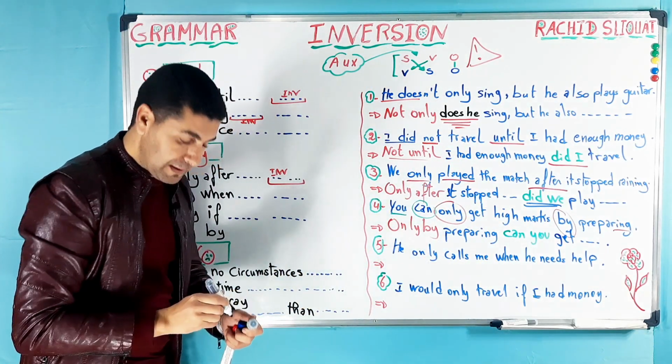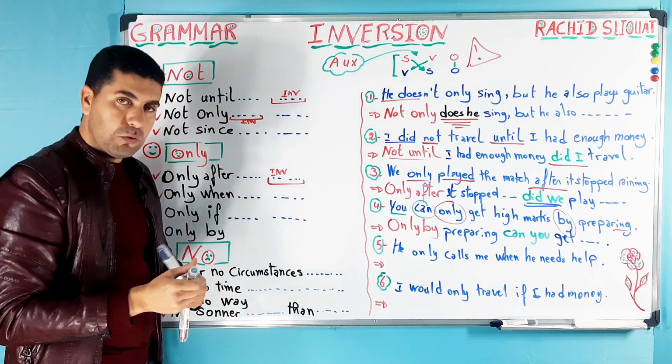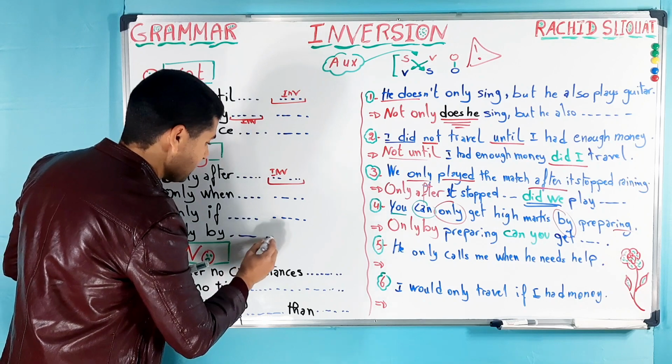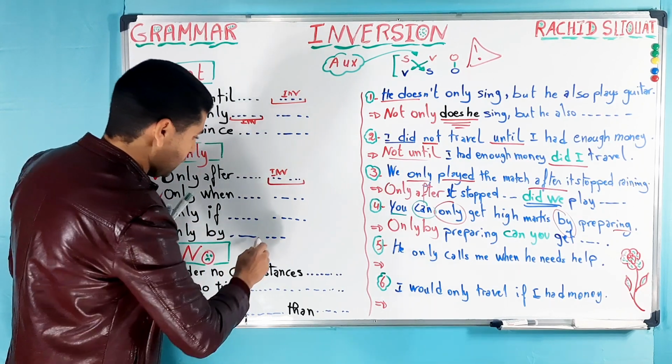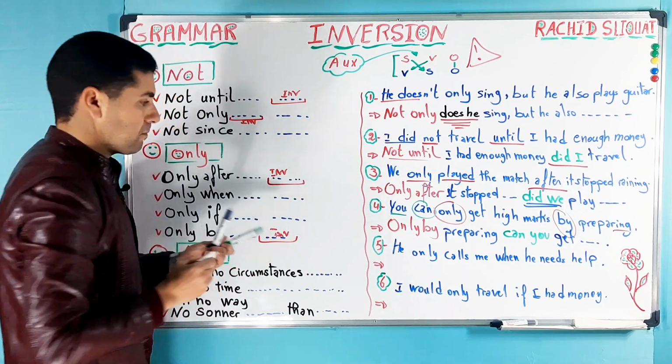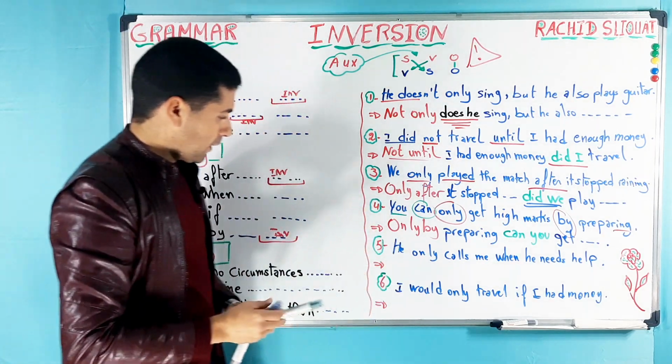So as you can see again, only by, the inversion is in clause number two. It is in clause number two. All right. This is very important to know. Let's go to number 5.